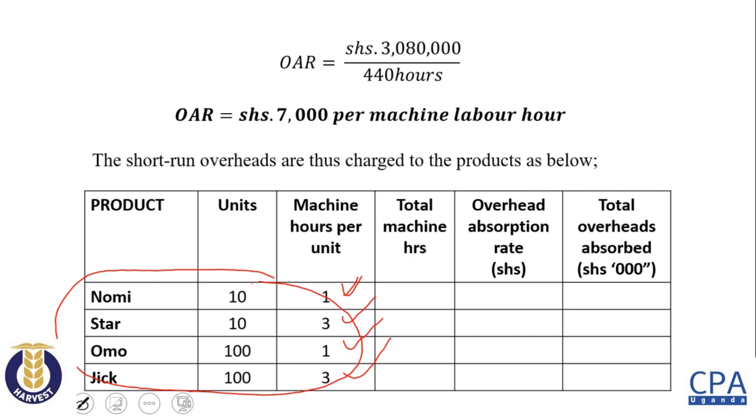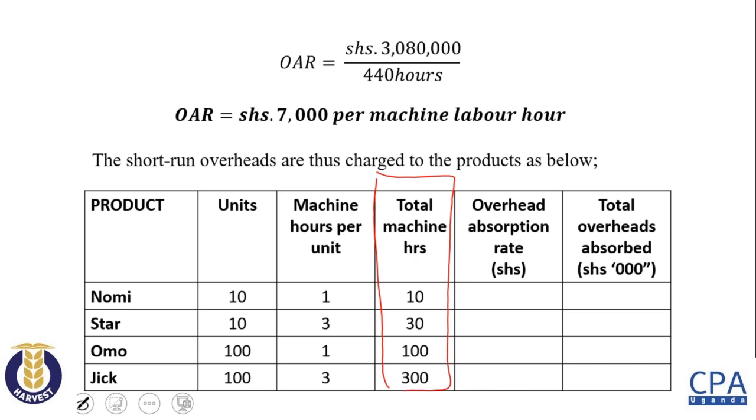Next, we need to include the total machine hours for each of the products. So of course 10 times 1, we get 10 machine hours for Nomi. 10 times 3, that gives us 30 machine hours for Star. 100 times 1, we get 100 machine hours for Omo, and then 100 times 3, we end up with 300 machine hours for Jik. So these are the total machine hours for each of the products, and therefore, as we've mentioned, the overhead is going to be charged to the products depending on the machine hours consumed.